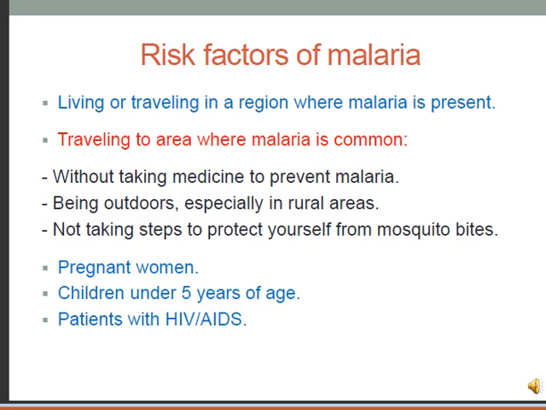And again, different populations are at risk, among them pregnant women, children under 5 years of age, and patients suffering with HIV.